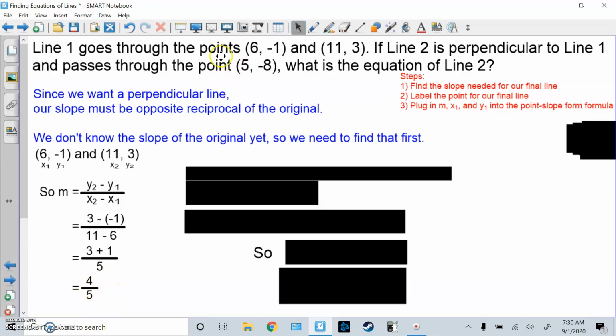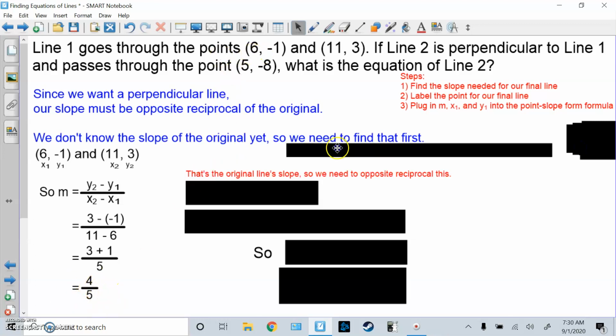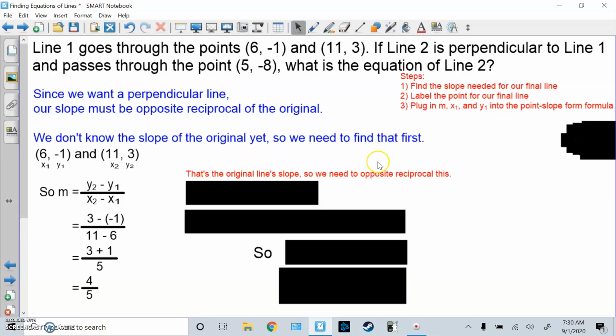Now that's the slope of the first line. Remember, we need opposite reciprocal because we're finding perpendicular. So I'm going to change this from a positive to negative and flip it to 5 over 4. So our m is going to be -5 over 4, and our point that we need for our line would be this 5, -8. Now we have the slope and the point.